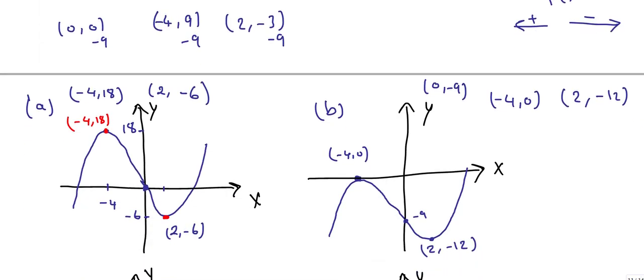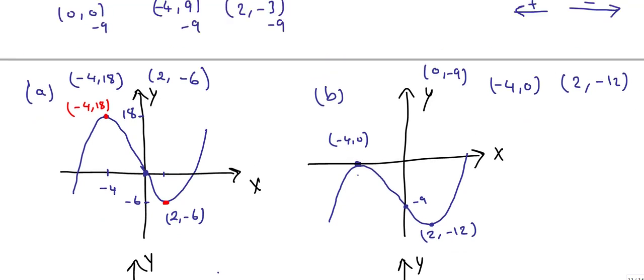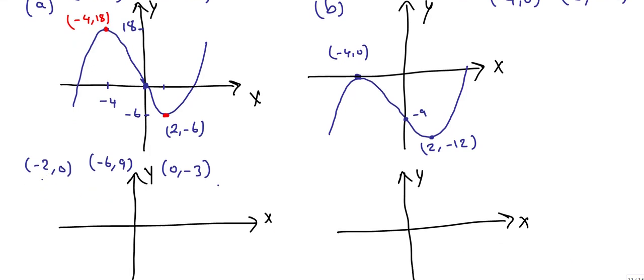So what will my points be? We subtract 2 from x. My 0, 0 will become minus 2 and 0 instead of 0, 0. That's the first one. Then negative 4, 9 will be negative 6 and 9, and the third point, 2 minus 2, will be 0 and negative 3. These are my 3 points. The first is the y-intercept, this is the maximum, and this is the minimum. Okay, let's do it.